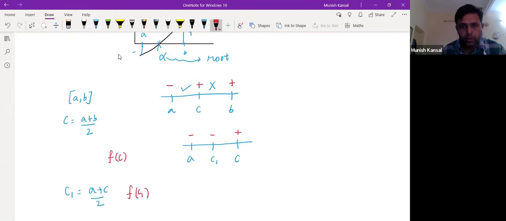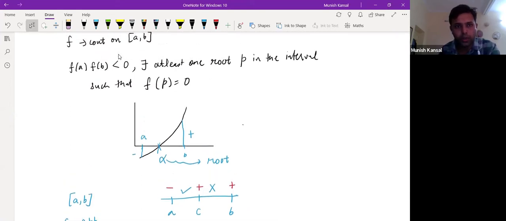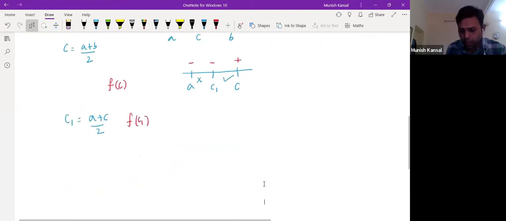So according to IVT, we will discard the first half and retain the second half, because the value at the endpoints is of opposite sign. This is the statement of IVT. IVT says if you have a function which is continuous such that the value of the function at the endpoints has opposite sign, then there is at least one root. So you continue like this, applying IVT step by step, and you will reach a root after some iterations.